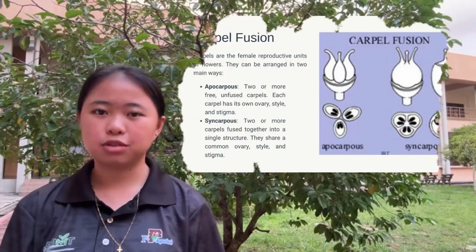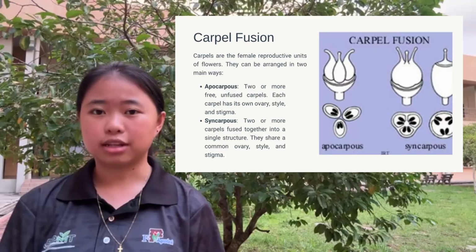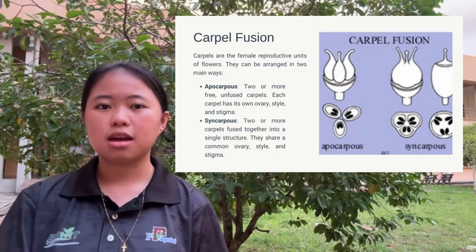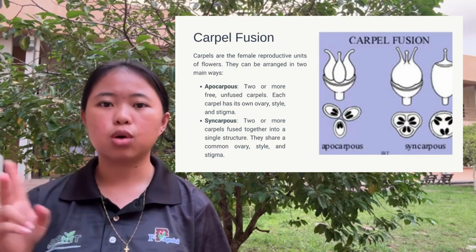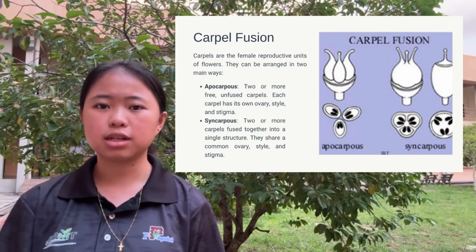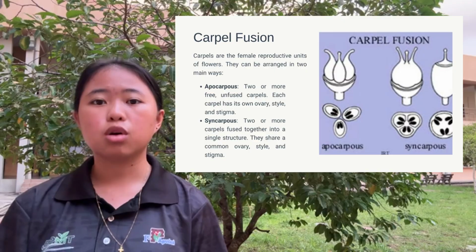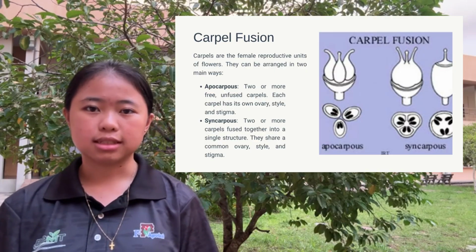Next, let us look at the carpels, the basic structural units of the gynoecium. Depending on the plant lineage, carpels arrange themselves in 2 primary ways. Apocarpous: the flower has 2 or more free, completely unfused carpels. Each acts as an independent unit with its own ovary, style, and stigma. For example, lotus and strawberries.